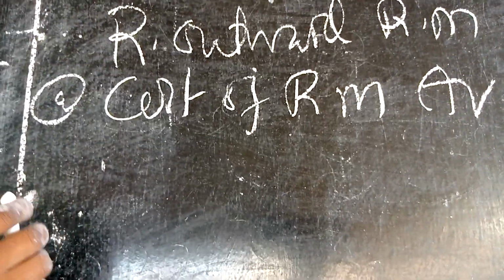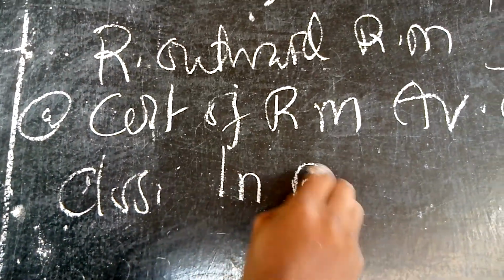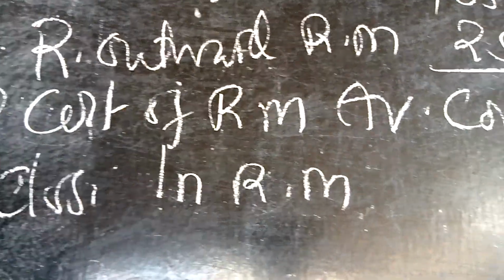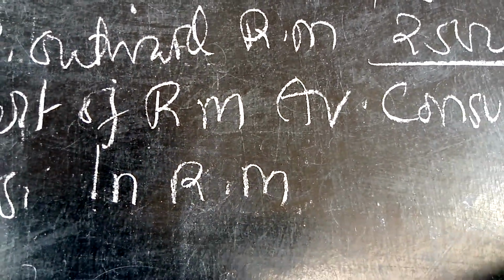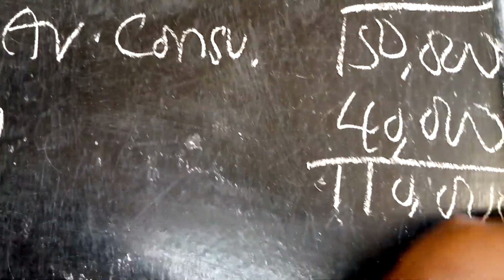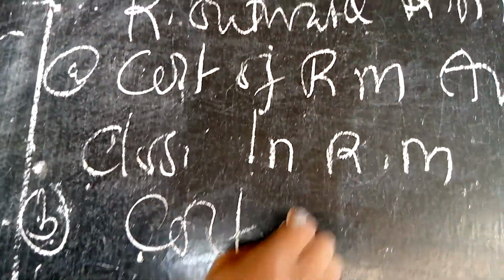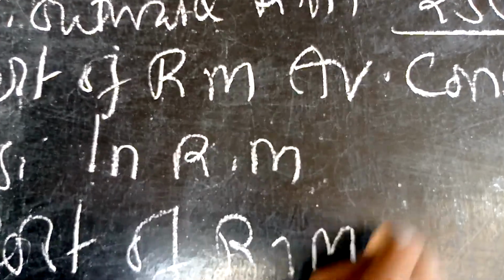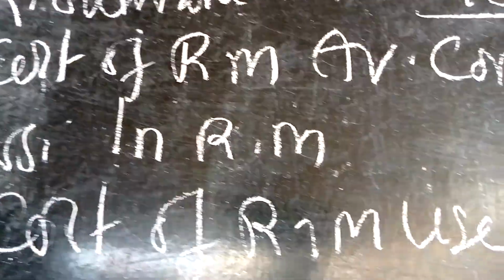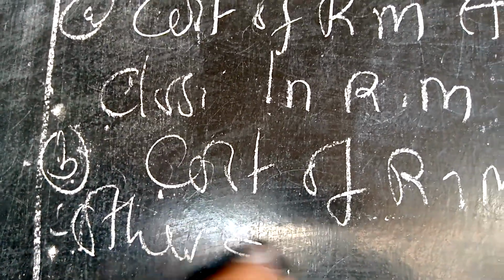Then we deduct the closing inventory of raw material, and here we have 40,000. This gives 110,000, and this is part B, that is the cost of raw material used or consumed. Then the last part is to add other direct costs that we have.